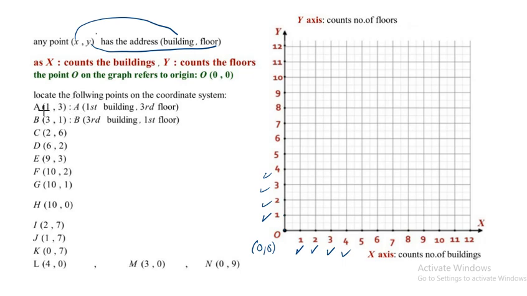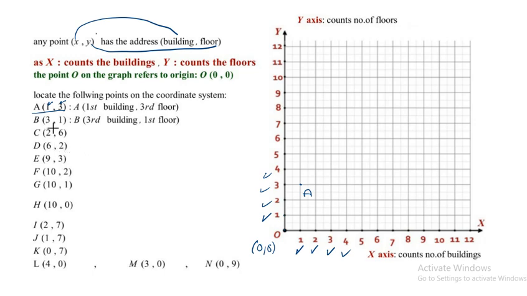First, the point A, 1 and 3. The first projection is the number of the building. The second projection is the number of the floor. So 1 and 3 means the first building, floor number 3. That's it. Point A. Bring a paper with small squares, draw the axes, put the numbers, and practice with me.